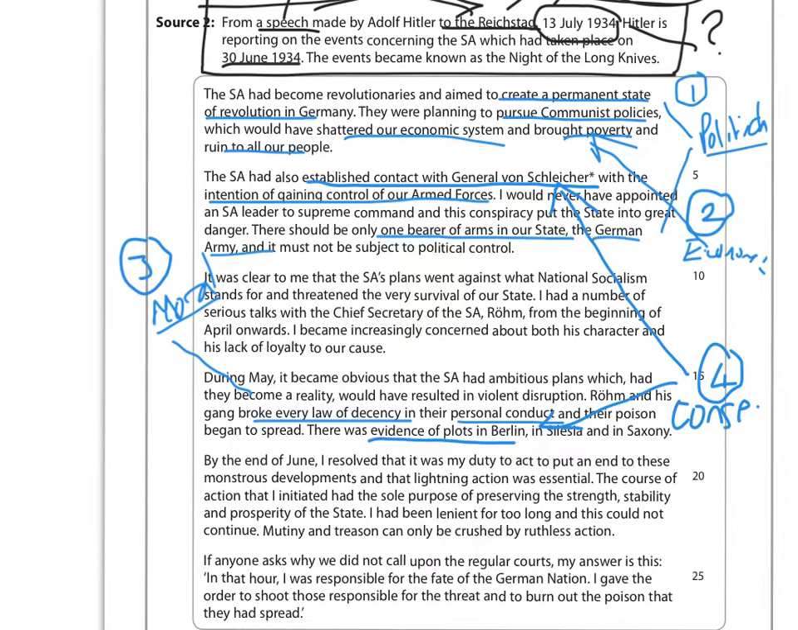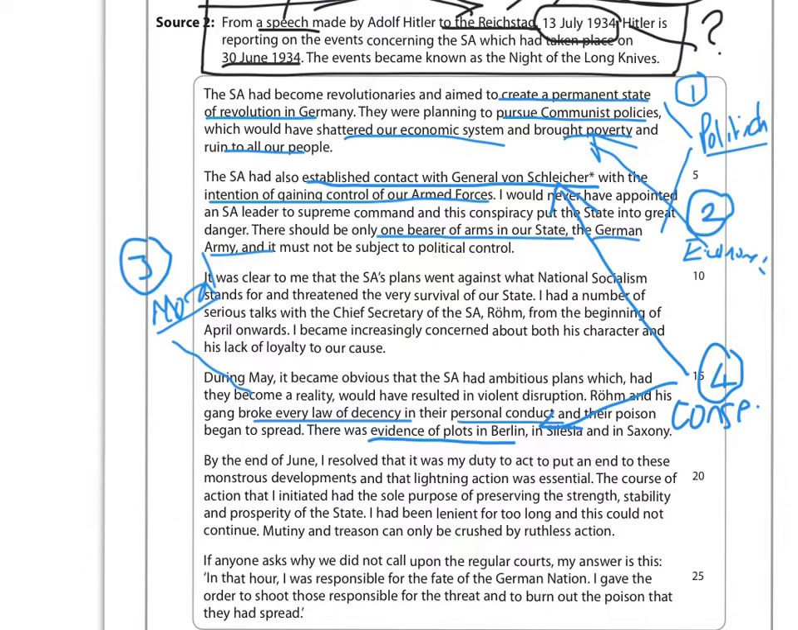perceived threat, the SA. Now, the second line of inquiry is, what was the nature of Hitler's response to that threat? So I'll just change the colour of my pen, which is what you do in the exam room. So how did Hitler respond? And again, I want to look for ideally 2 or 3 or 4 even different points that answer that question. What was the nature of Hitler's response?